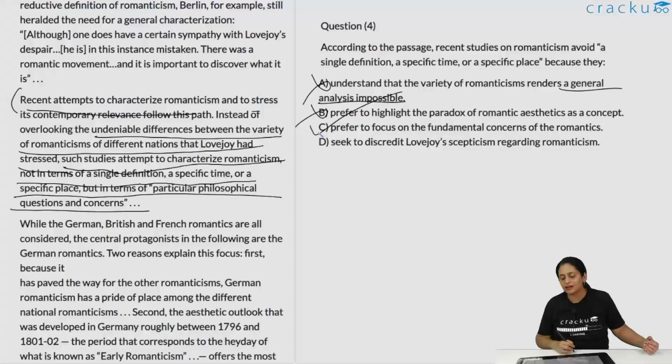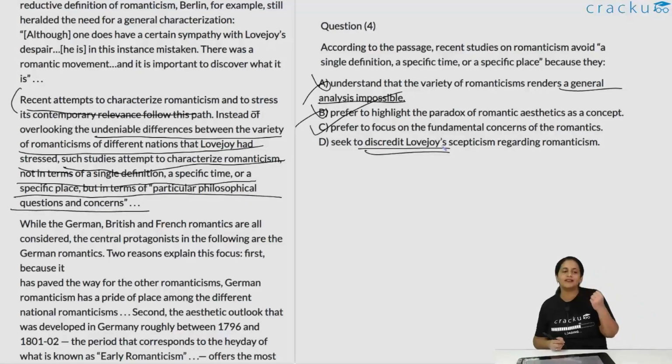Seek to discredit Lovejoy's skepticism regarding romanticism. They are not trying to discredit anyone. So even Berlin, when he says that, okay, I understand his despair, I understand Lovejoy's despair, but I disagree with him. He's not trying to discredit Lovejoy. They are not saying that Lovejoy is wrong or Lovejoy doesn't know what he's doing. Discredit is a very strong negative word. They disagree with him, and the point is not that they want to disagree with him. The point is that they want to show that a definition of romanticism is possible. So D is clearly incorrect.